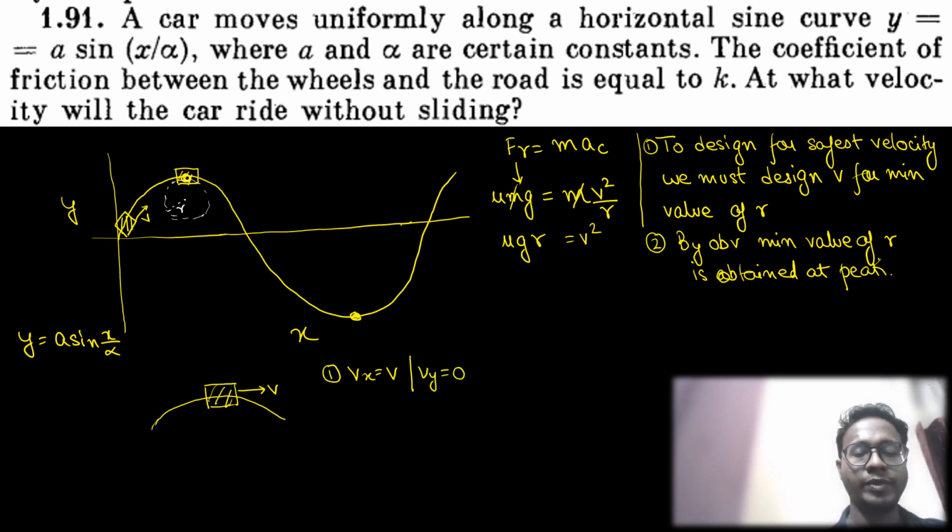To find out the radius of curvature, you must always use a concept. What is that concept? Centripetal acceleration is equal to v square by r, the radius of curvature. Now at the topmost point, vx is equal to v, the constant speed, and vy is equal to 0. At the topmost point, what is the centripetal acceleration? Centripetal acceleration is nothing but the acceleration in the y-axis.